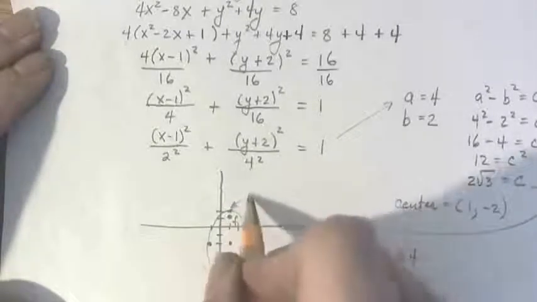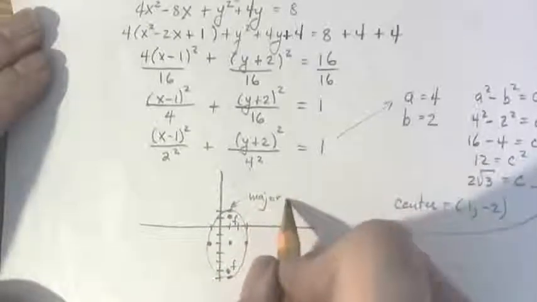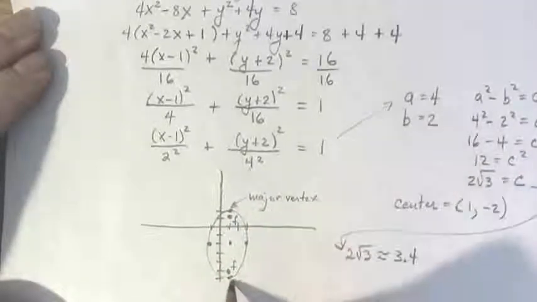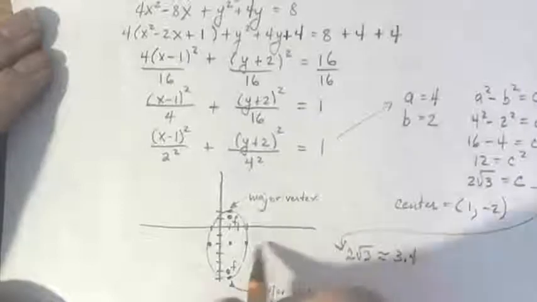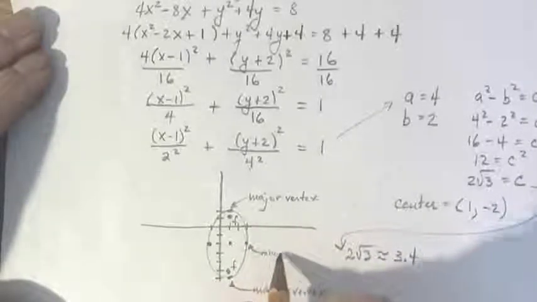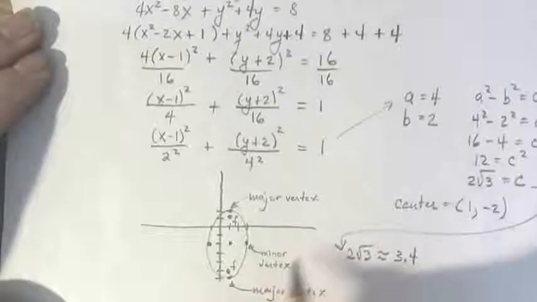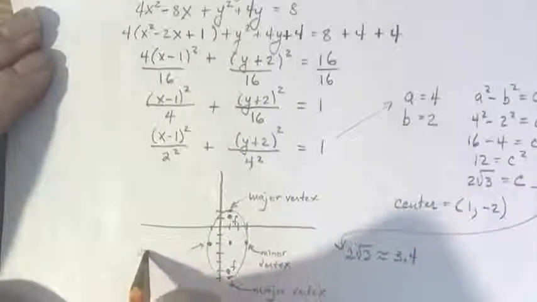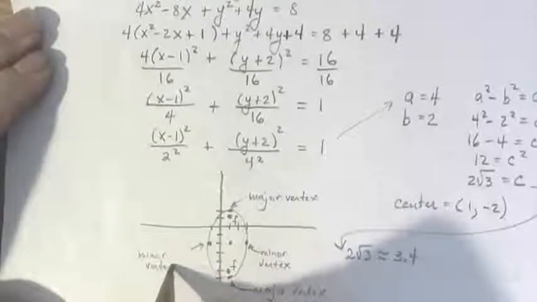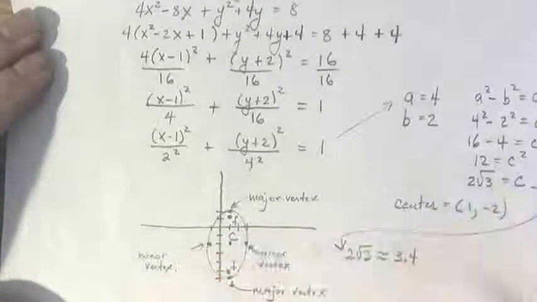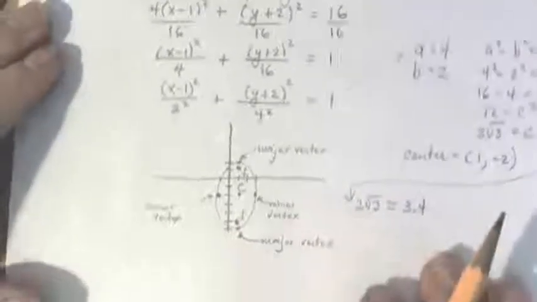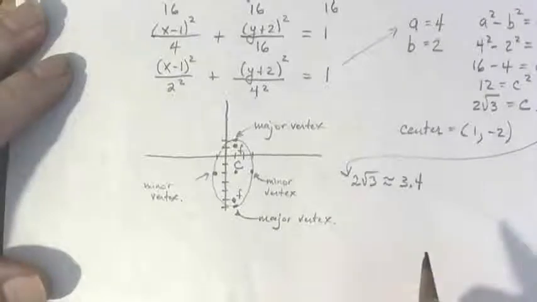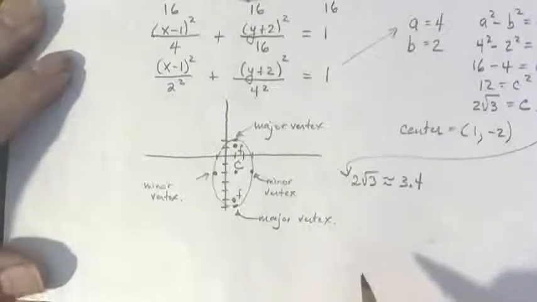And these, by the way, are called, this is a major vertex. Major vertex. And this is a minor vertex. This is a minor vertex. And this, of course, is the center. So I think we found everything. The center, the vertices, the foci. Well, we didn't write out the coordinates of the foci, so we should probably list those.